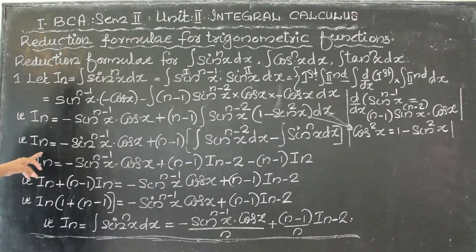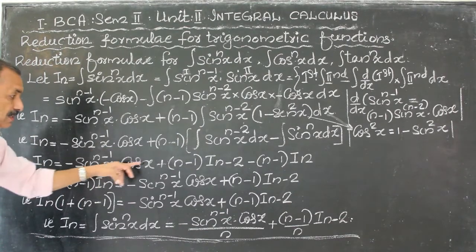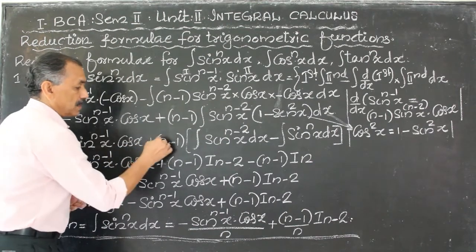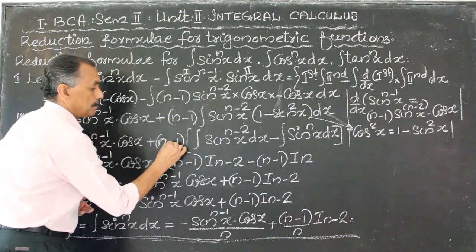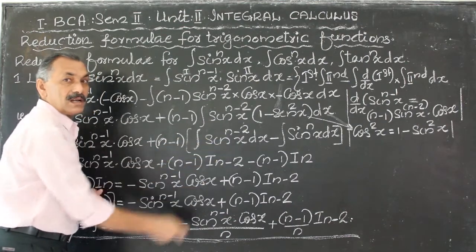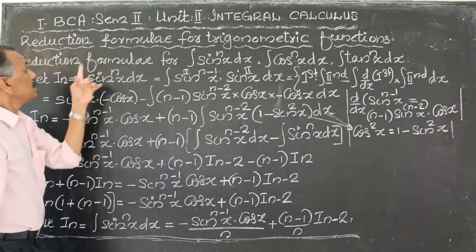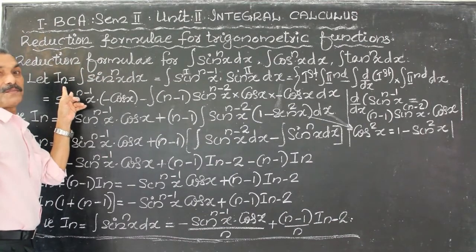That is I_n is equal to minus sin raised to n minus 1 x into cos x plus n minus 1 into this, what is integral sin raised to n minus 2 x dx. Integral sin raised to n x dx is I_n.